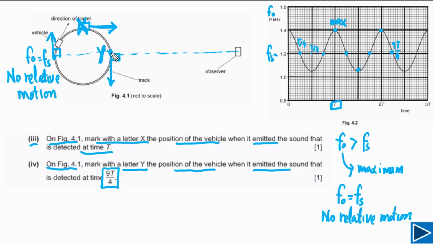Now why is this the point? If you look at this, after 1T, the source is here. After 2T, the source is again at this point. So you see, after 2T, the source is here. It means the vehicle is here. So after T by 4, the vehicle will be here, not here. So that's the reason you have to mark Y here. And this one has a B mark, 1 mark. If you have marked X here, you will get 1 mark. And this also has 1 B mark. If you write down simply Y here, you will get the second B mark.